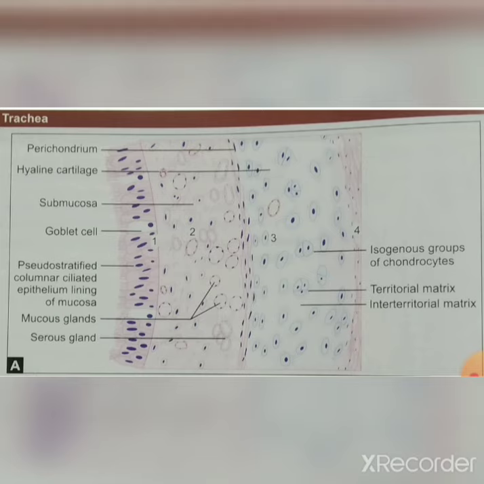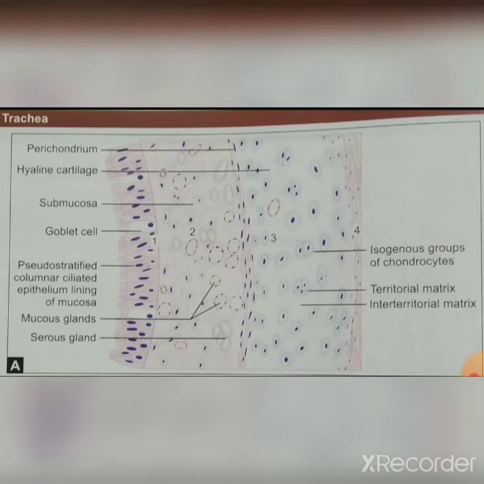The next layer is the submucosa, which is made up of loose connective tissue that contains mucous glands, serous glands, blood vessels, and ducts. Here the mucous gland secretes mucus in which the dust particles get caught, and the serous gland keeps the epithelium moist. They consist of numerous blood vessels and also ducts.